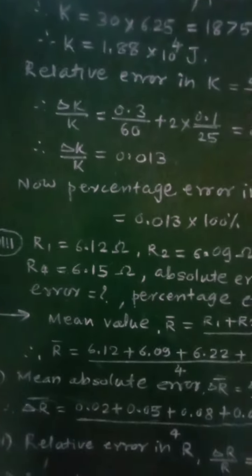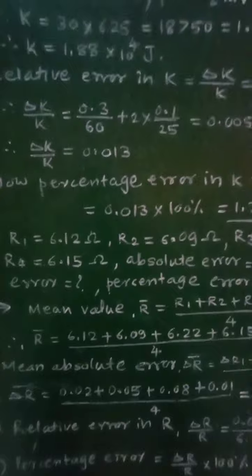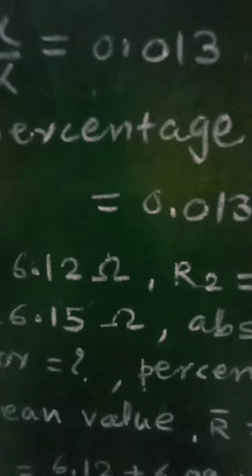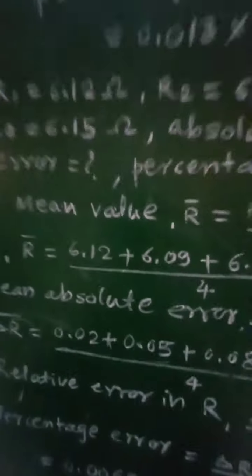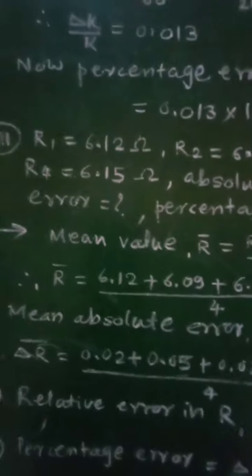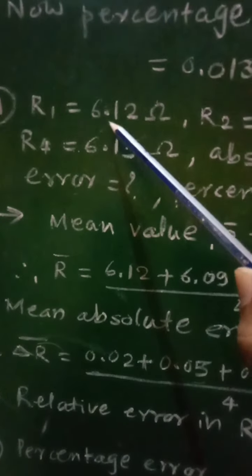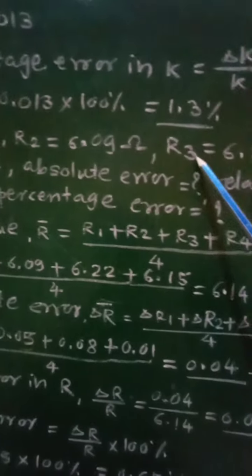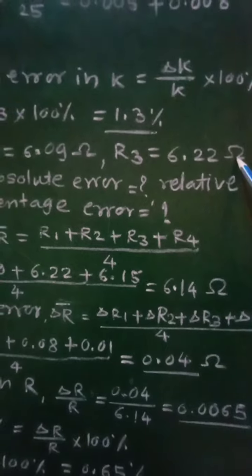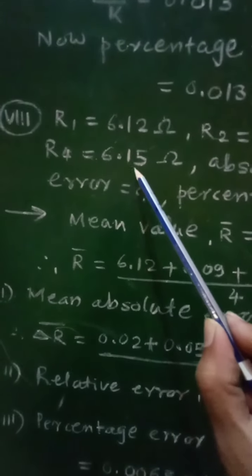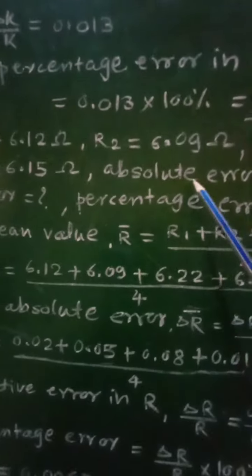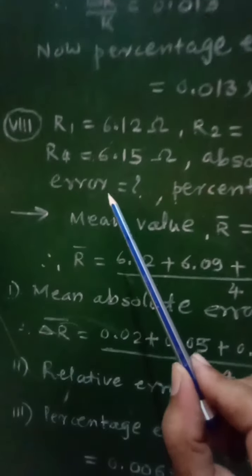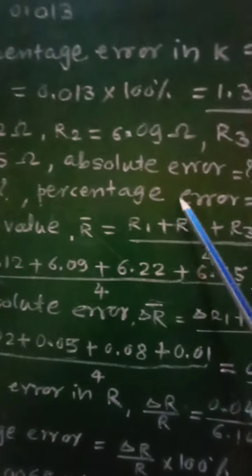So in order to find this, up to percentage error, we will proceed. For that purpose, let us consider first of all the given data. For this numerical, the given data is R1 is equal to 6.12 ohm, R2 is equal to 6.09 ohm, R3 is equal to 6.22 ohm, R4 is equal to 6.15 ohm, and we have to find out absolute error, then relative error and percentage error.